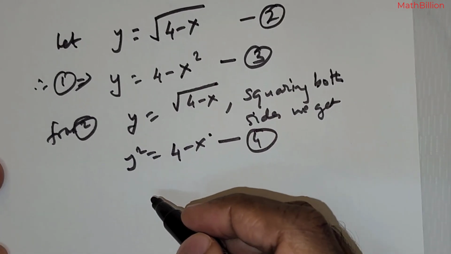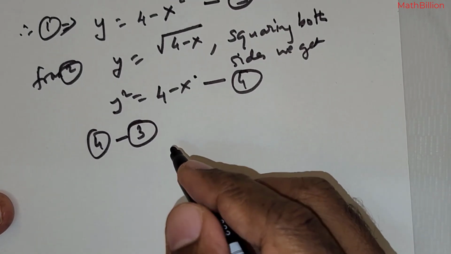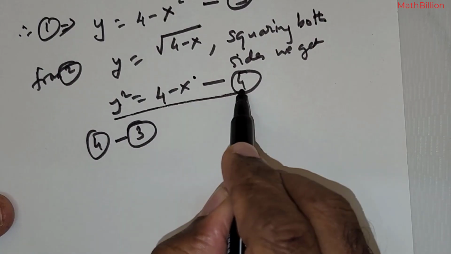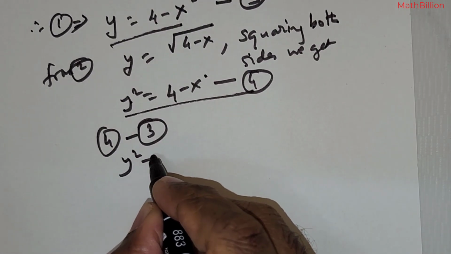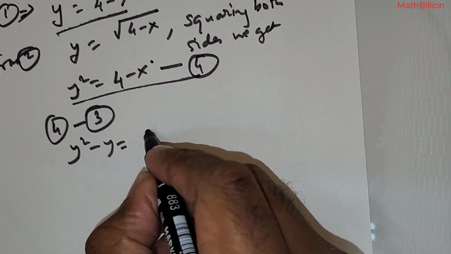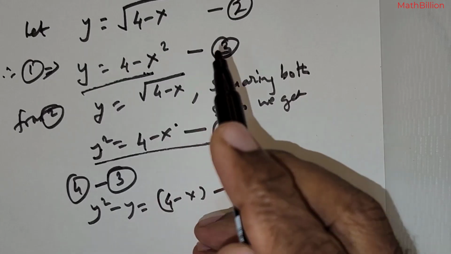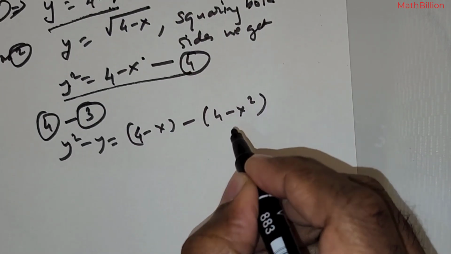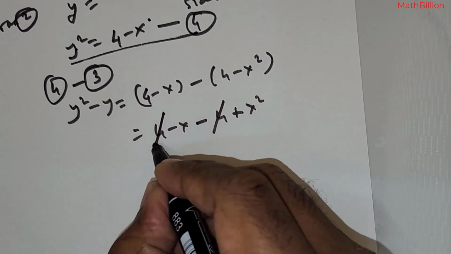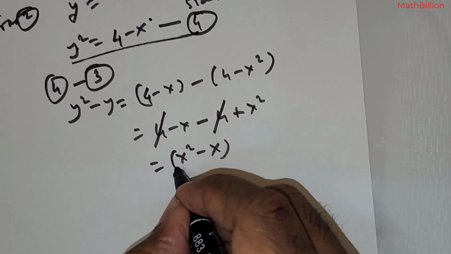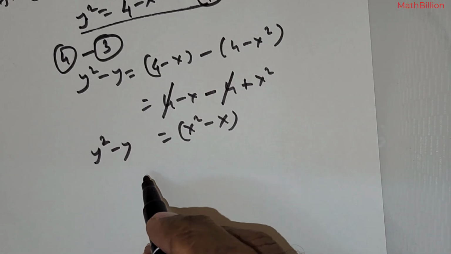Now what I wish to do is I will subtract 4 minus 3. So this is 4, this is 3. This is going to be y squared minus y is equal to 4 minus x minus of (4 minus x) squared. So this is going to be 4 minus x minus 4 plus x squared. Minus 4 plus 4 goes away, you get x squared minus x. Over here you get y squared minus y, right?